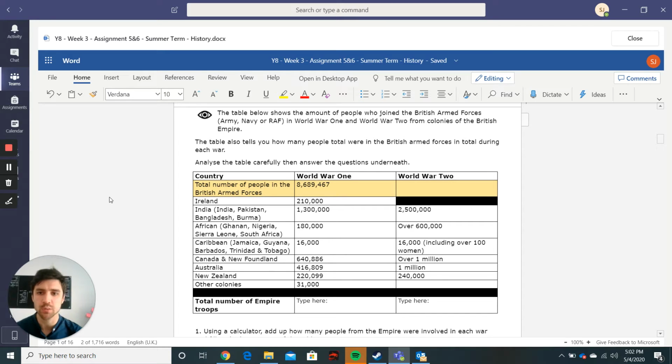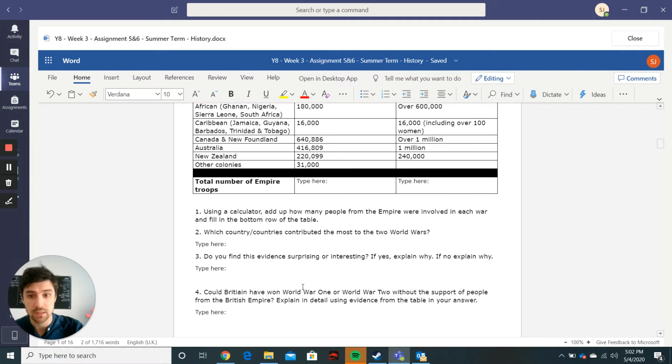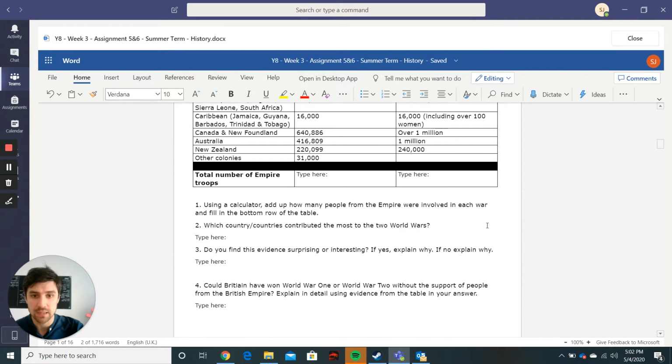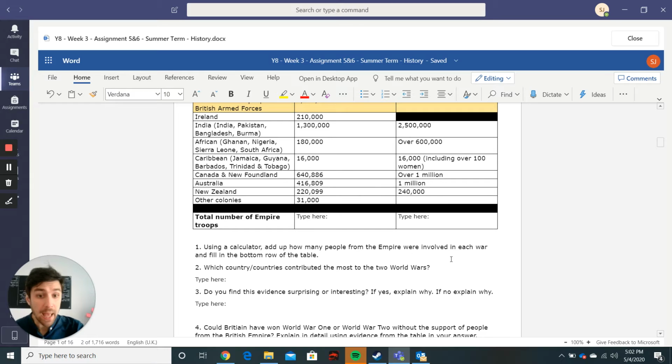So what I need you to do is look at these stats and figures, these amounts of people who fought for Britain from different parts of the empire in both world wars, and then complete the tasks underneath. Using a calculator, add up how many people from the empire were involved in each war, and fill in the bottom row of the table, where it says type here.